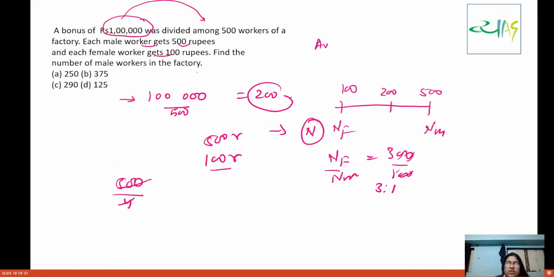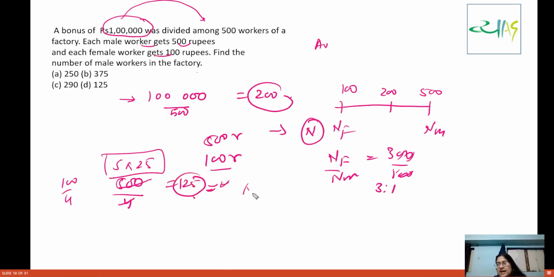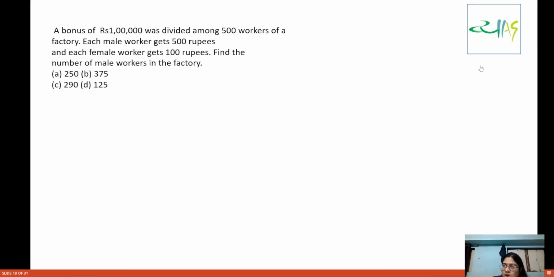So I know this is 125 because 100 by 4 is 25. So 5 into 25. So this becomes 125. Fine, this becomes 125 and this is only asked because the ratio is 3 is to 1. You know now what is one part. And if you were asked the number of female workers, that is 375. You add both of these, you get 500. Okay. So I think some of the concept of ratio is also getting cleared here.